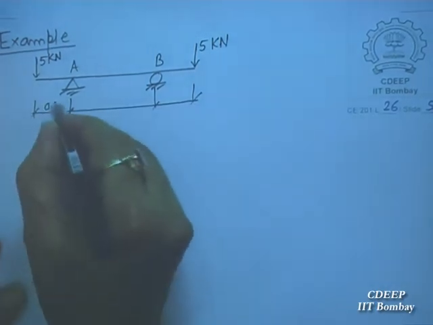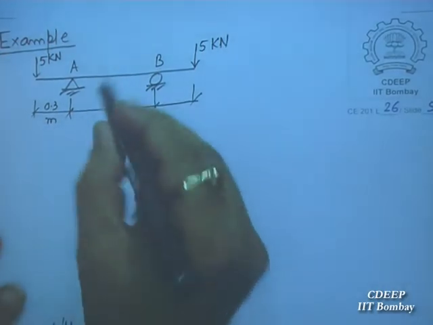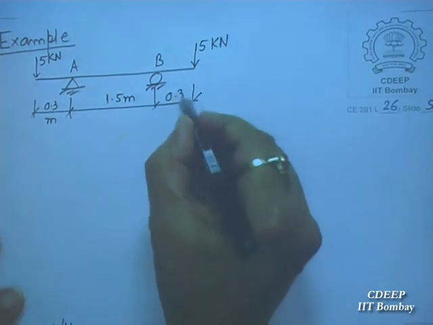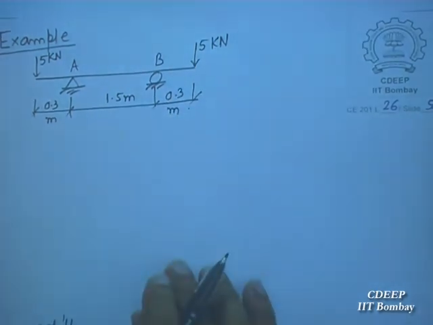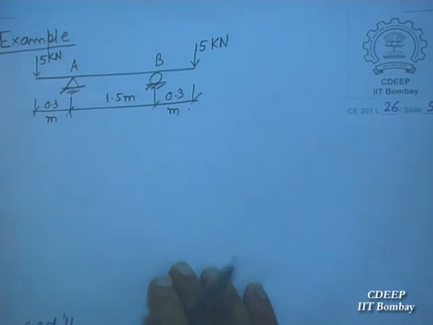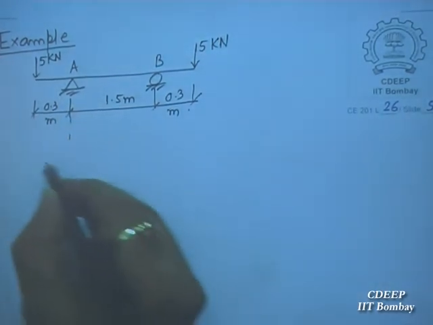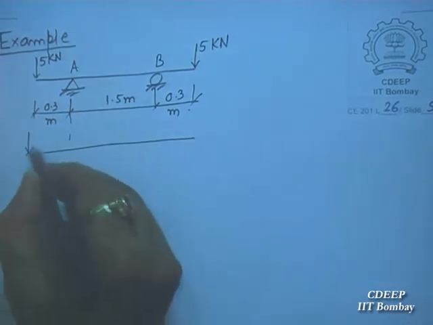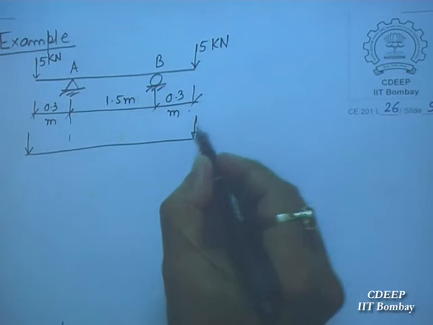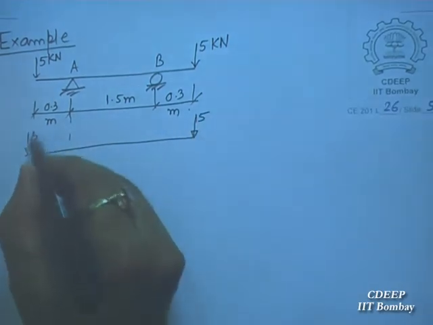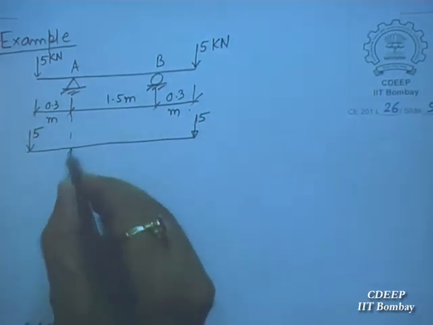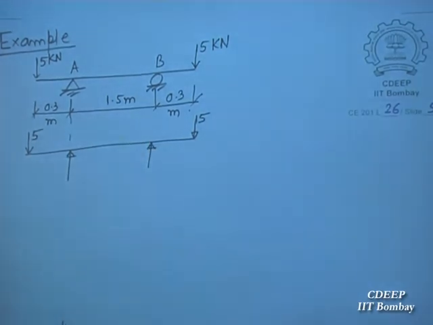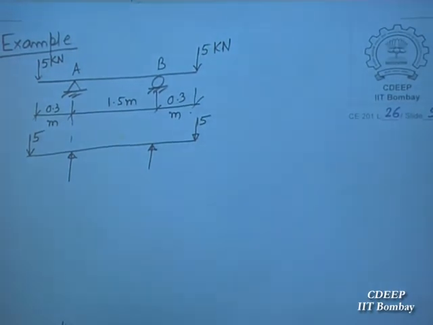0.3 meter. Everything is in meter. Yes, please. So what is the bending moment diagram? What is the free body diagram, first of all? This is in kilonewton. There will be a reaction here, there will be a reaction here. What will be the value of the reactions? Quickly. 5.